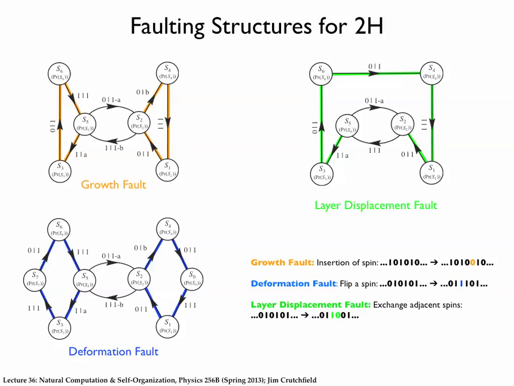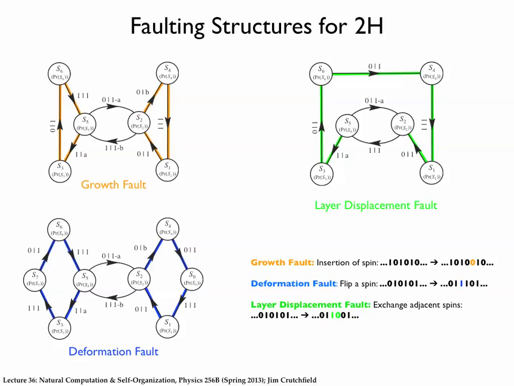Deformation faulting looks like this. You can work it out for yourselves. I won't go through the details, but this is what these look like. And then finally, layer displacement fault on a 2H crystal. I've only drawn one possible way it could fault. I've shown it so that it breaks the crystal structure. The 2H is here. It breaks it here and goes up and follows around. But I could just as well have shown that it breaks here and goes around and does this. So there are really 2 of them, and I've only shown you one. This one has a pair.